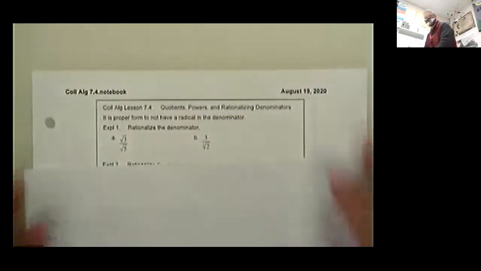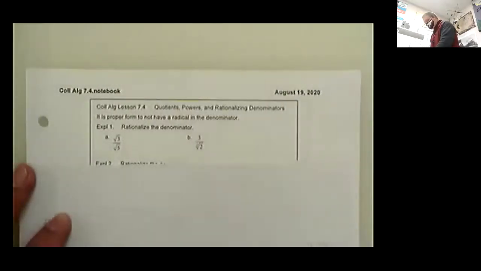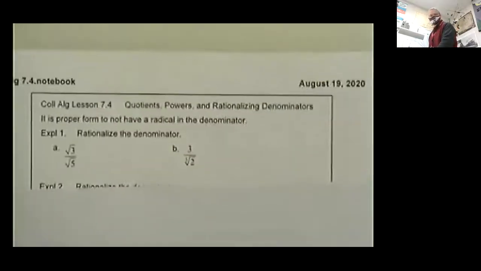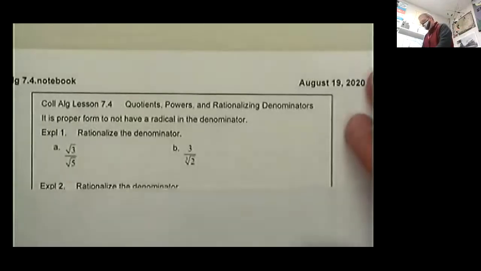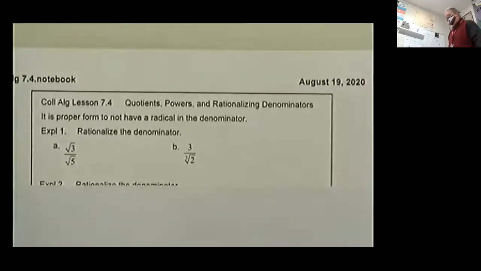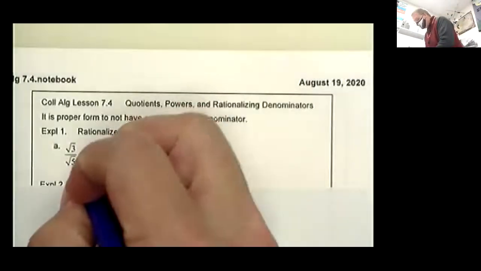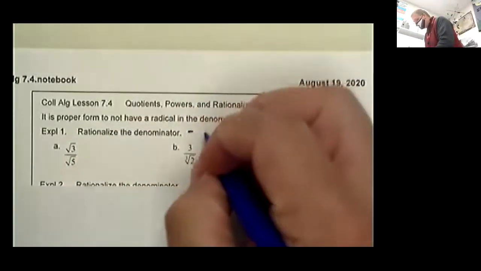And here we go. We're looking at quotients, powers, and rationalizing denominators with simplifying radicals. It is proper form to not have a radical in the denominator. So we want to get any square roots out of the denominator. So letter A, how can we do that? We're going to multiply the top and bottom by the root.